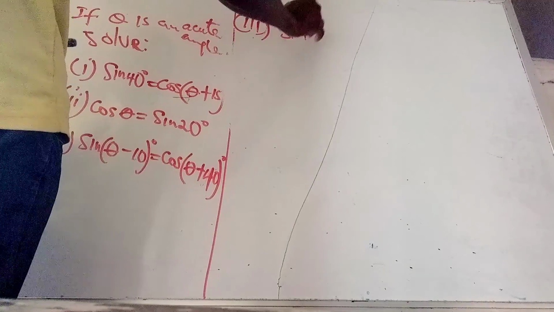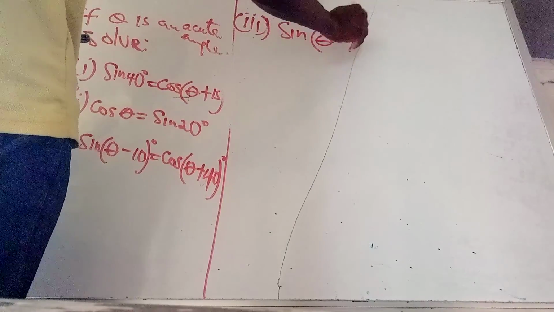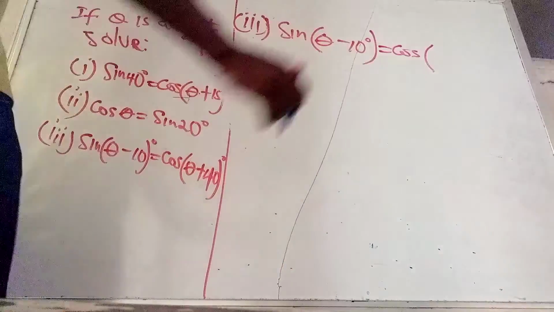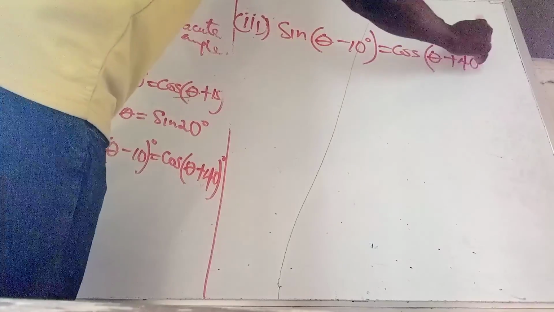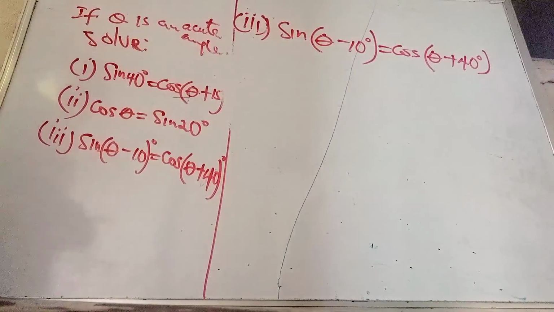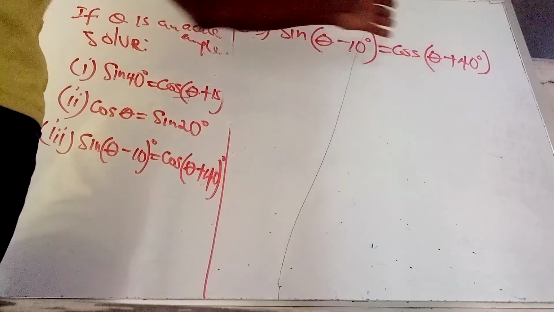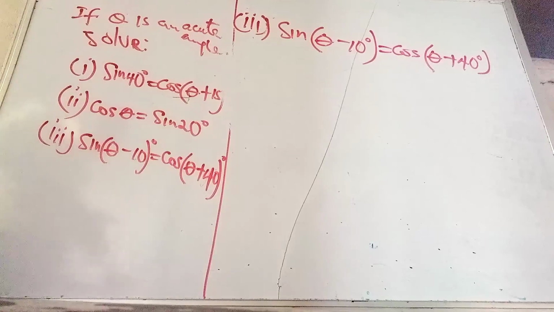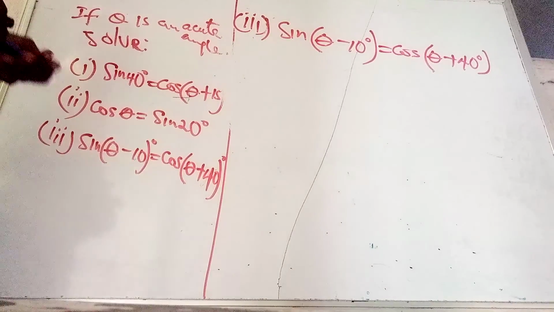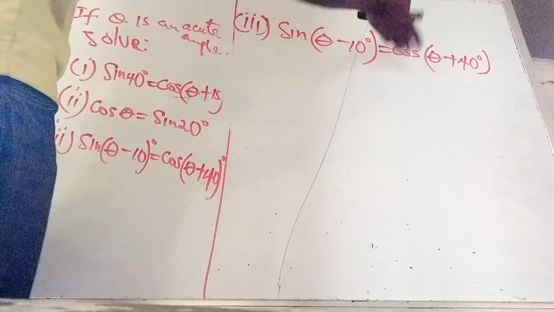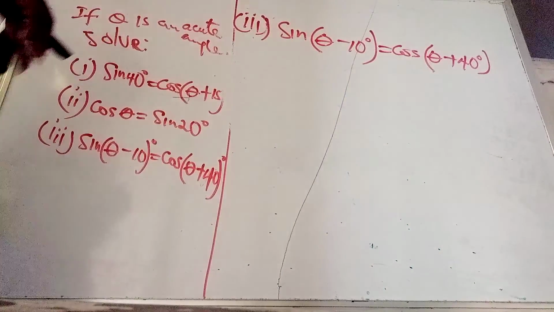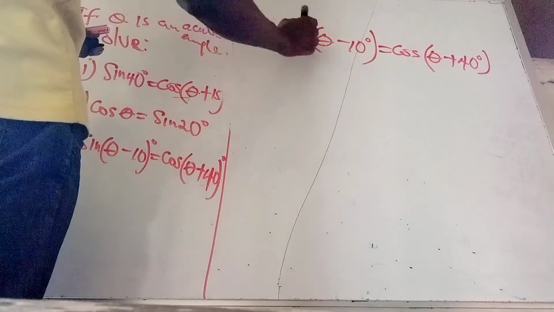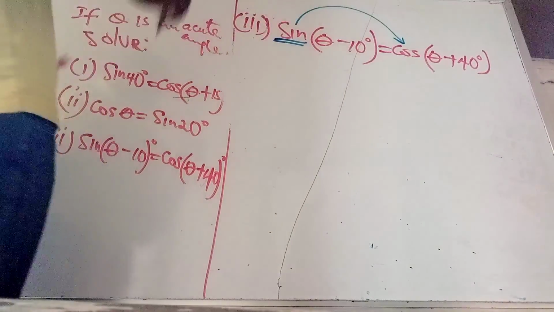Sine of theta minus 10 degrees equals cosine of theta plus 40 degrees. Now, both sides of the equation have the symbol theta, so we have no choice but to choose any one we feel convenient with. Do you want to change sine to cos or cos to sine? Whichever one, you get the same answer. I want to change sine to cos.